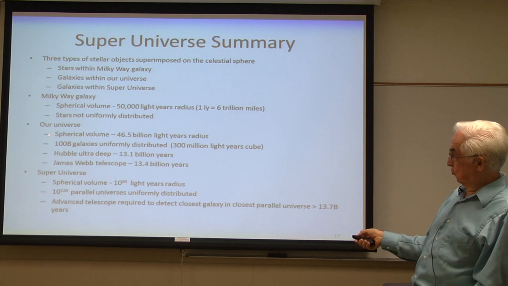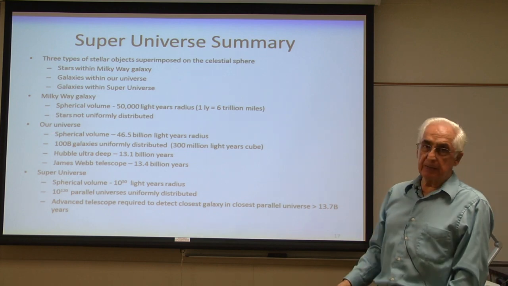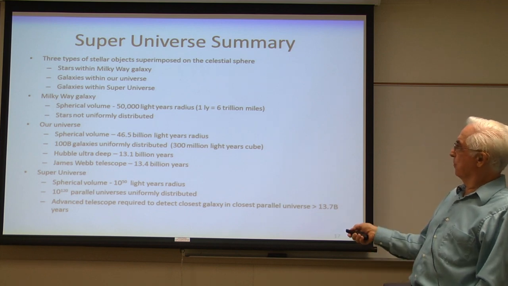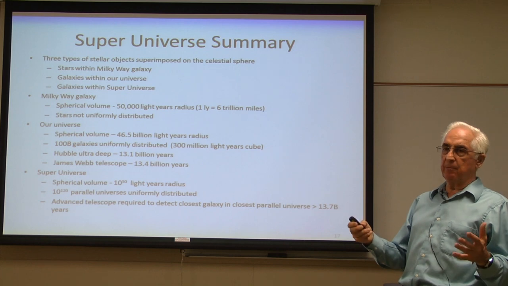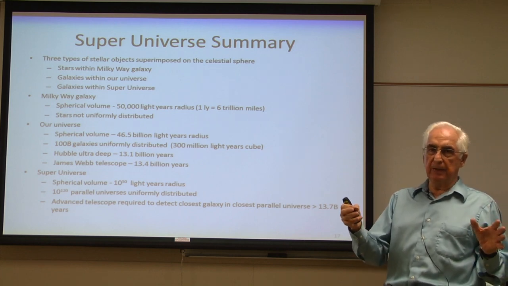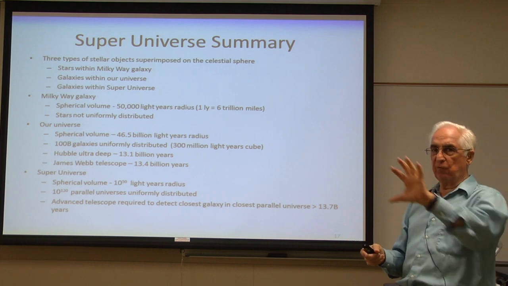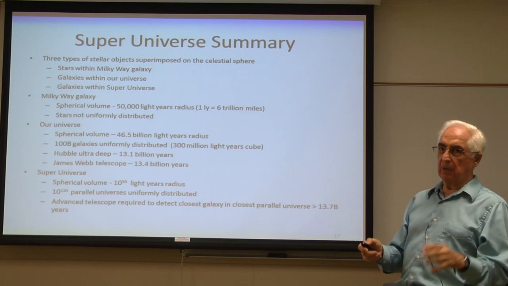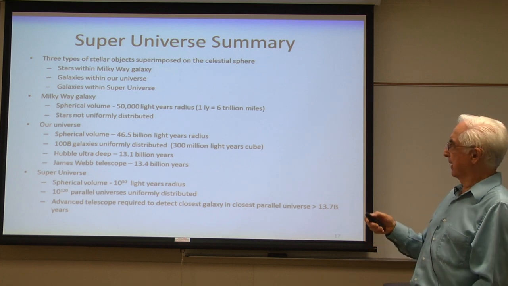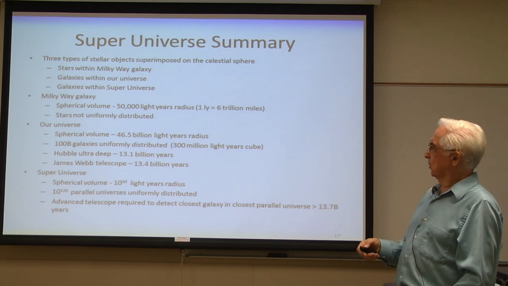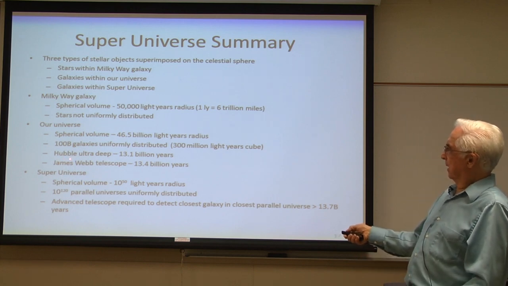Our universe consists of a true spherical volume. It has a radius of 46.5 billion light years. There are 100 billion galaxies uniformly distributed in our universe. And what that means is if you have a cube which has a side of 300 million light years and you move it anywhere in our universe, you will measure the same amount of baryonic and dark matter no matter where that cube is located in our universe.